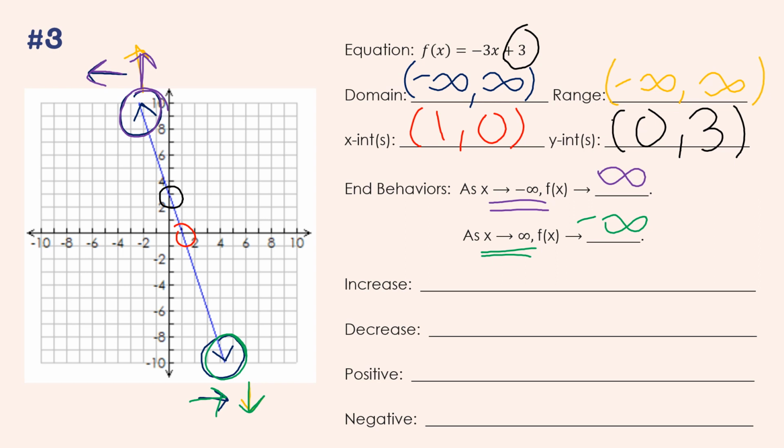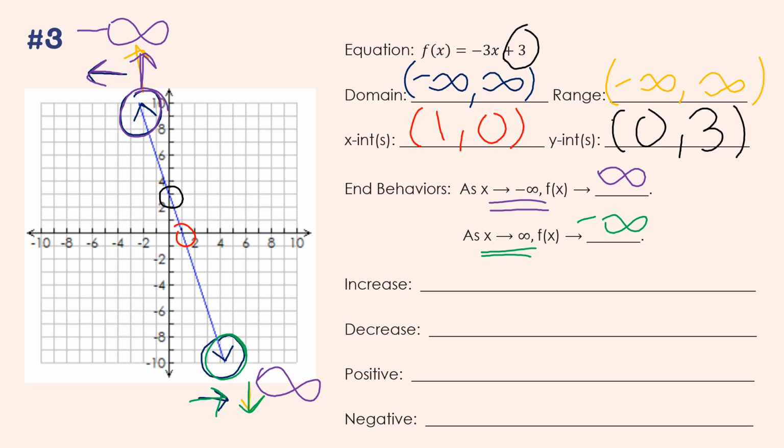All right, before we get into increase, decrease, positive, and negative, I am going to go ahead and label that left end negative infinity and that right end positive infinity. I'm doing that because I'm talking about left and right. Okay, so the left end is labeled negative infinity because it's left. I don't care that it's going up, I care that it's going left. And that right end is labeled infinity. Even though it's going down, it's labeled infinity because it's going right.